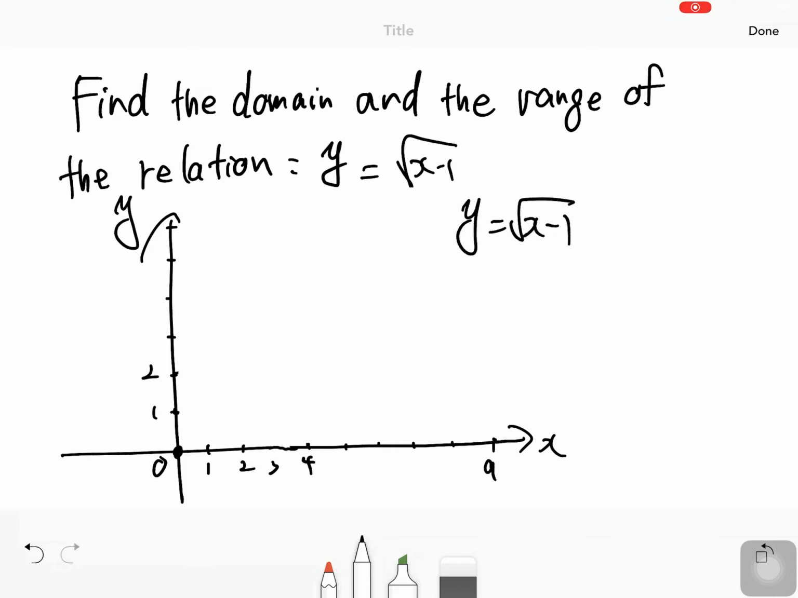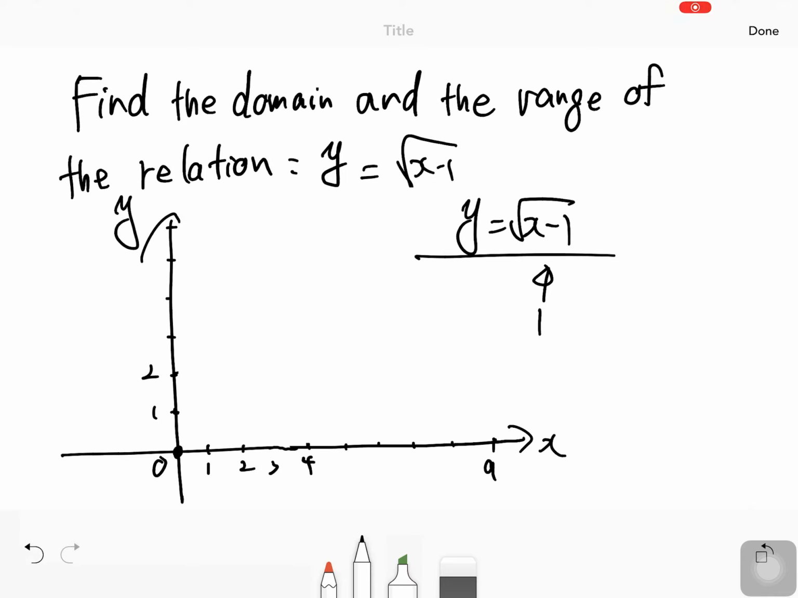So let's see, y equals square root of x minus 1. To draw the graph, you can just find the points that satisfy this equation. So you can just plug in some numbers into x and find the value of y. But in this case, you have to be careful because, for example, if you plug in 0 into x, it's going to be square root of negative 1. But there is no negative number inside of a square root. It doesn't exist. So in this case, you have to plug in x values bigger than or equal to 1.